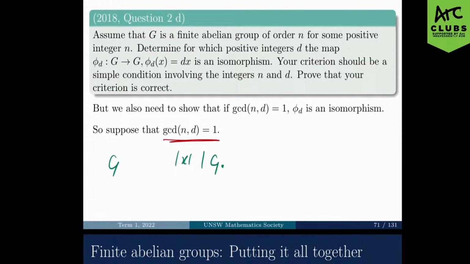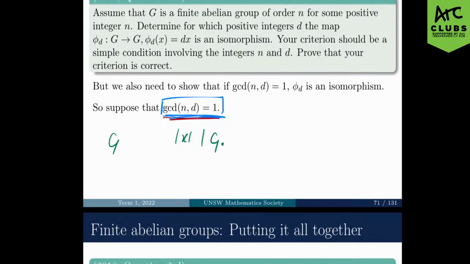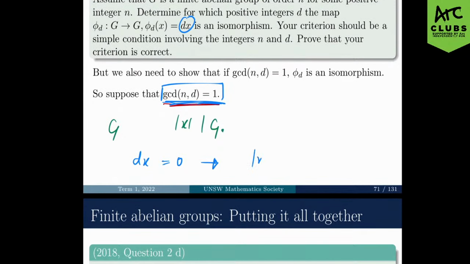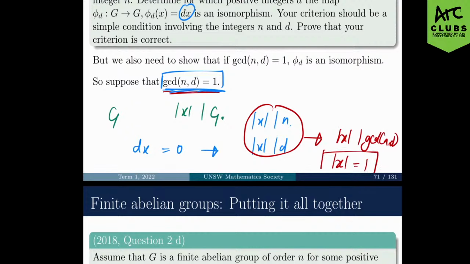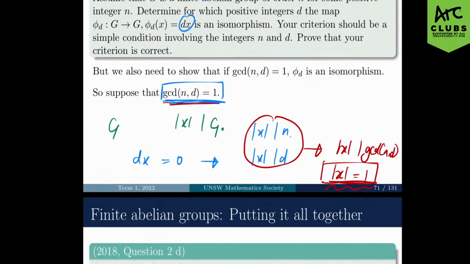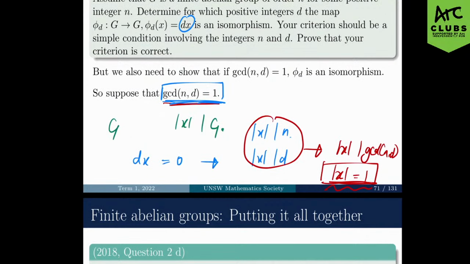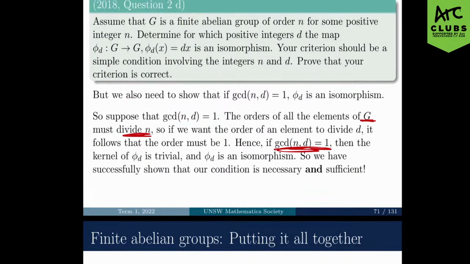So that means that if we do have this property where the GCD is equal to 1, then for dx to be equal to 0, the order of x divides d. But we also know that the order of x divides n, so these two combined tell us that the order of x divides the GCD of n and d, which means that the order of x is equal to 1. So what we've shown is that the only element that satisfies this is x equal to 0. So if GCD of n and d is equal to 1, then the kernel is trivial, and therefore this is an isomorphism.